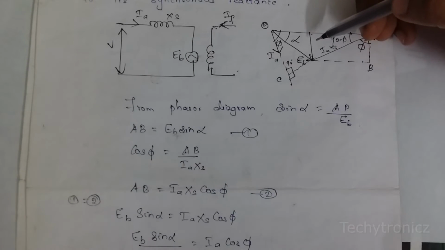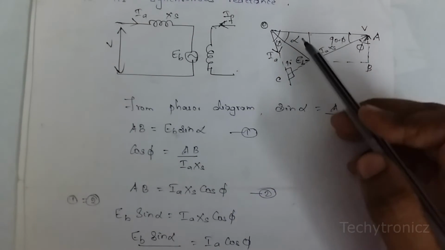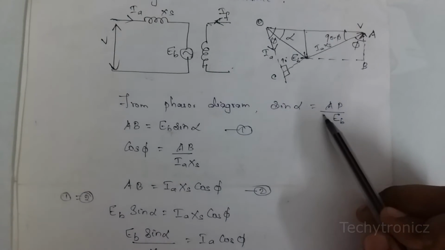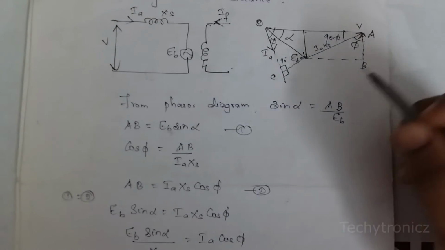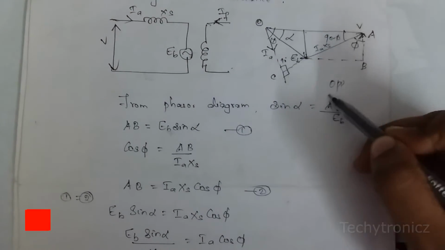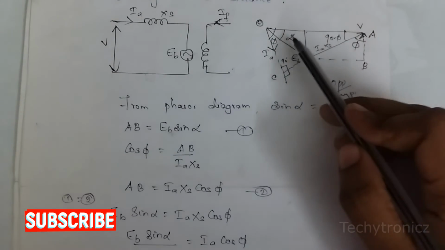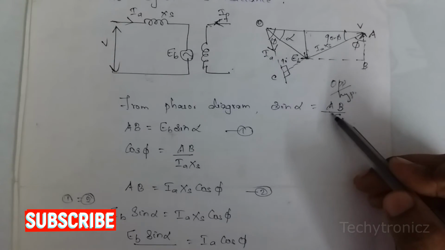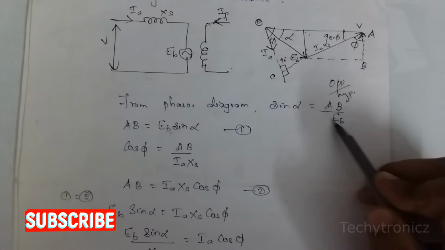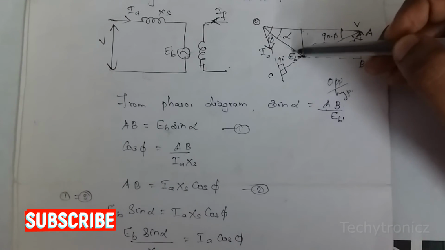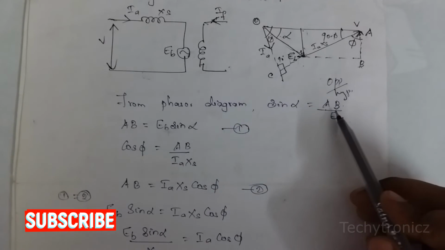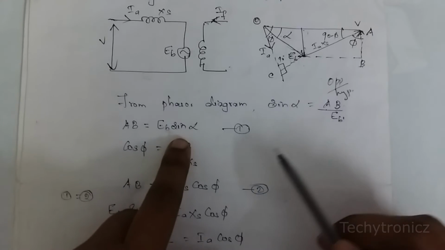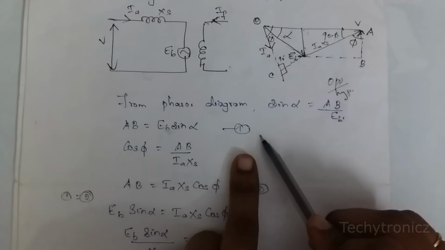Consider this phasor diagram of the synchronous motor. From the phasor diagram we have to find sine alpha. Here this is angle alpha. Sine alpha is equal to opposite side by hypotenuse. The opposite side here is AB, and the hypotenuse is the back EMF, EB. Therefore sine alpha is equal to AB by EB. Rearranging, AB is equal to EB into sine alpha. Consider this as equation 1.